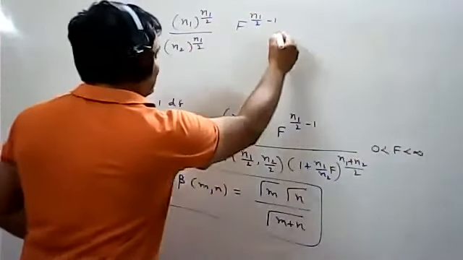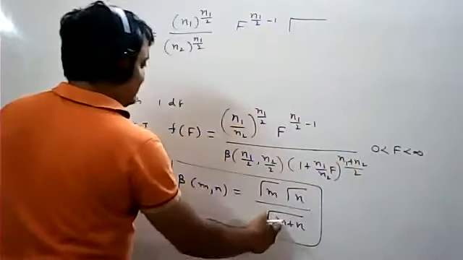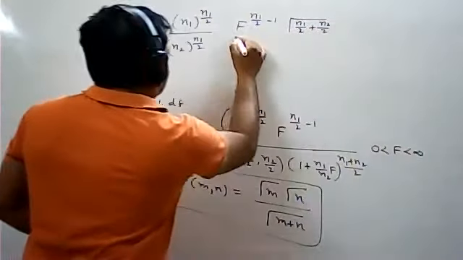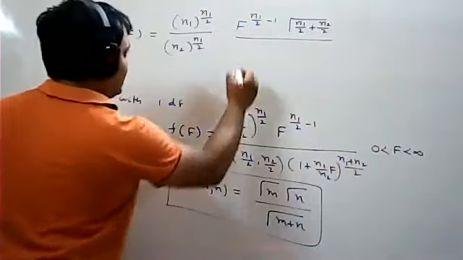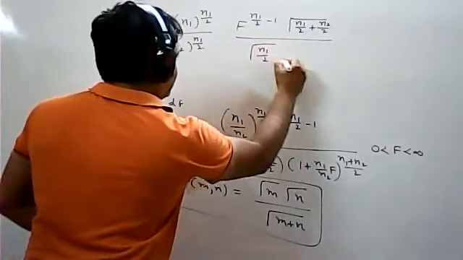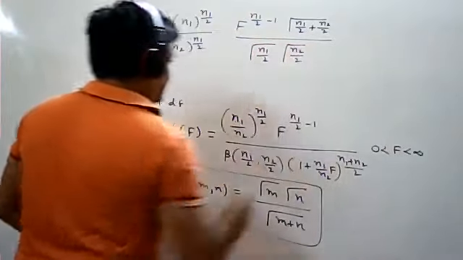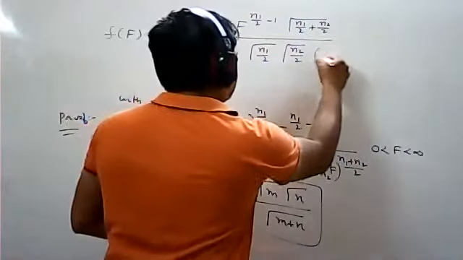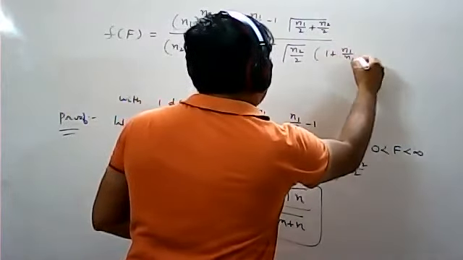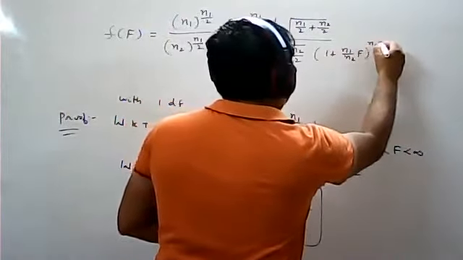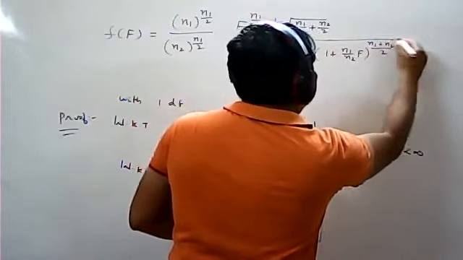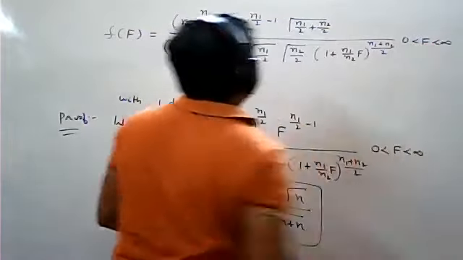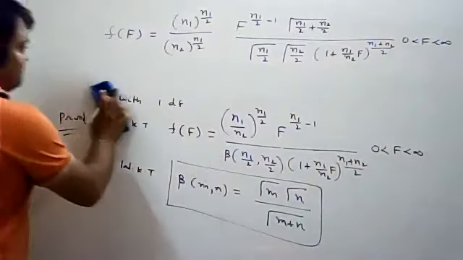So it will reverse. The numerator term you will get is gamma of n1 by 2 plus n2 by 2 divided by gamma m into gamma n, that means gamma n1 by 2 into gamma n2 by 2. Now this term is completed. The last term I will keep as it is: 1 plus n1 by n2 into f whole power n1 plus n2 by 2, with 0 is less than f is less than infinity.